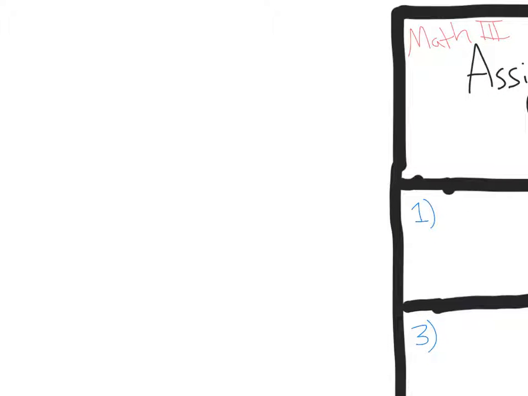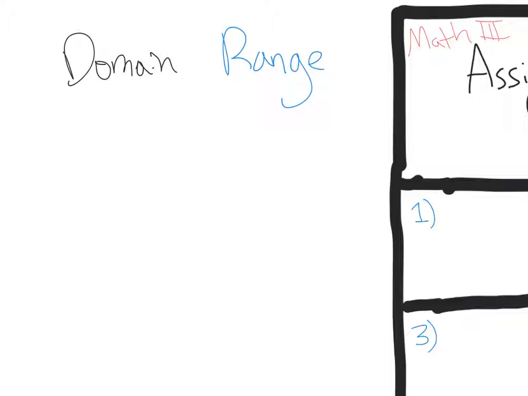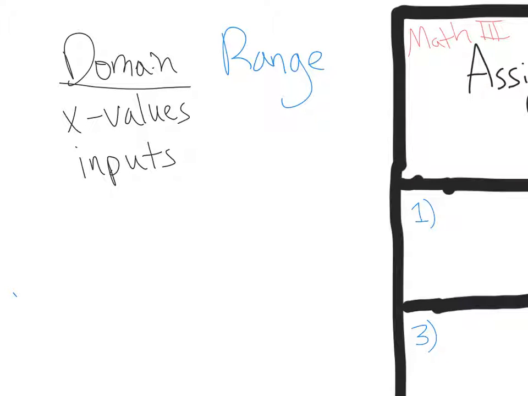So you guys remember, today we talked a little bit about domain, and we talked about range. And domain, remember, these are all of your x values, or we call these inputs. And range, that's going to be your y values, or your outputs. And this, once again, is when we're working with coordinate pairs or we're working with functions.